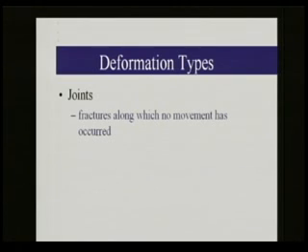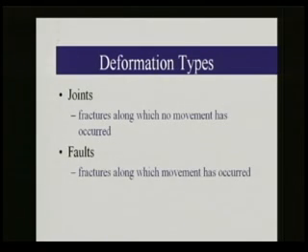Okay, so we've covered folds. Let's look a little bit at breakage or brittle deformation. A joint is a fracture along which no movement has occurred, and a joint does not necessarily imply that there has been stress. We can get joints through erosion. It does not have to be a tectonic stress, and we do not have to have movement along that fracture. So a joint is a fracture along which no movement has occurred, whereas a fault is a fracture along which movement has occurred.